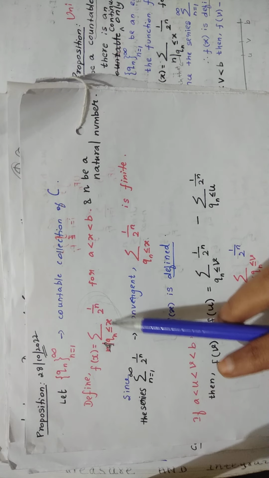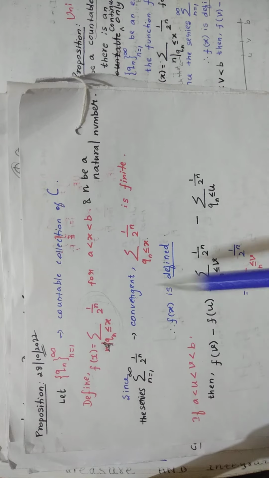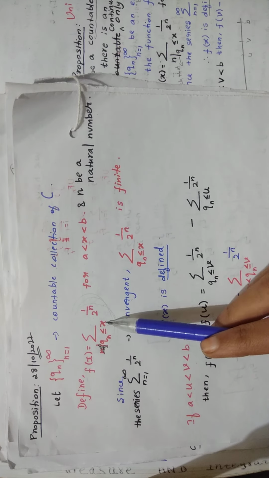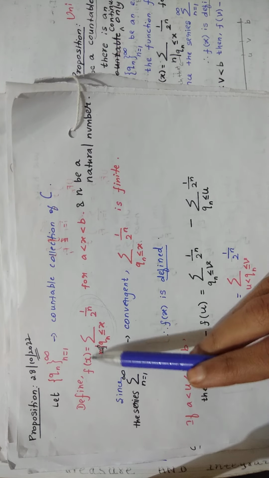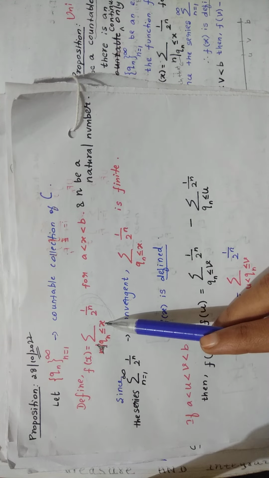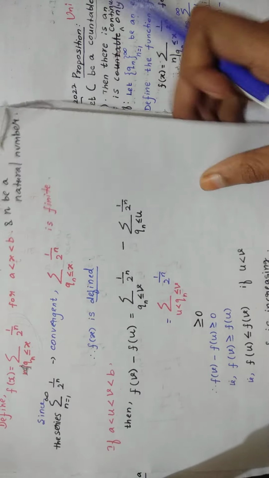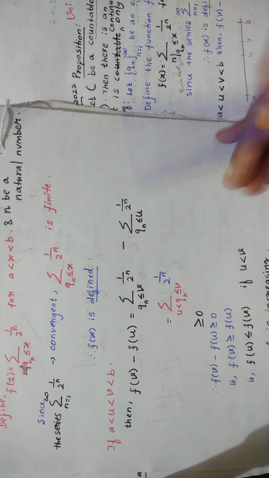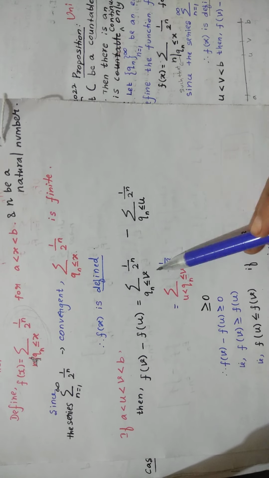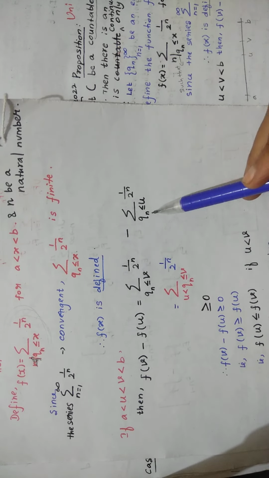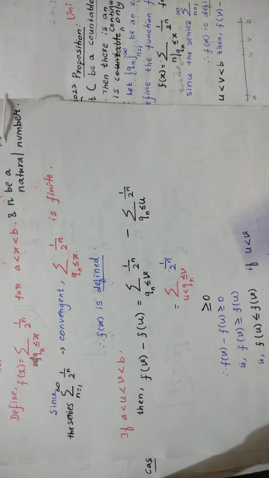Here f of x means, here you will put x. If f of v means, here you will put v. That is the only difference. If f of u means, in the place of x you put u. So that is what you are writing here: summation qn less than or equal to v 1 by 2 power n minus summation qn less than or equal to u 1 by 2 power n.